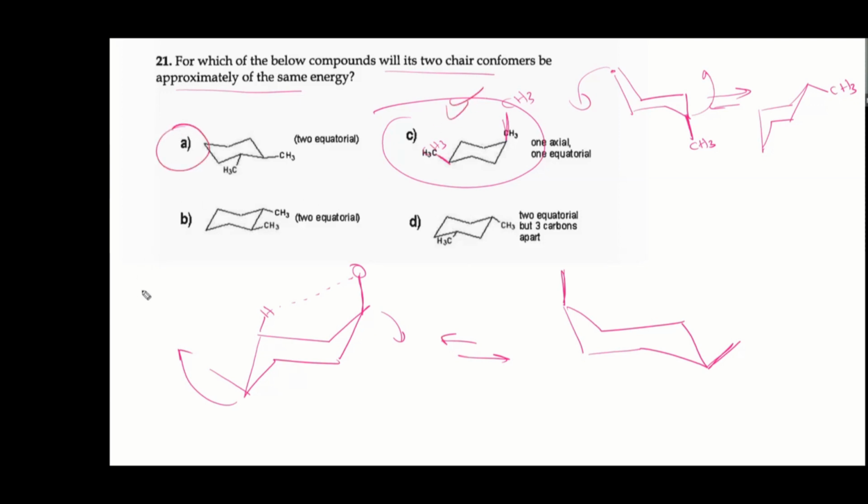Let's take, for example, A. If you draw the other chair conformation, this methyl is going to go axial. Right now, it is equatorial. The way it is drawn, this has to be axial and this is equatorial, so this is also going to go axial. So this is going to be a lot more unstable and this is going to be a lot more stable, which makes these two different energies, whereas for C, they are the same energy. The other molecules, you will see, face the same situation as well. Therefore, that is the right answer.